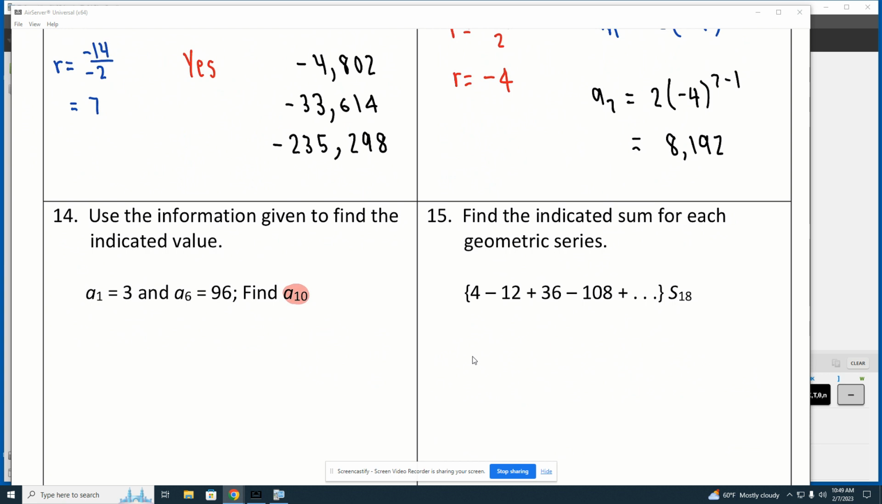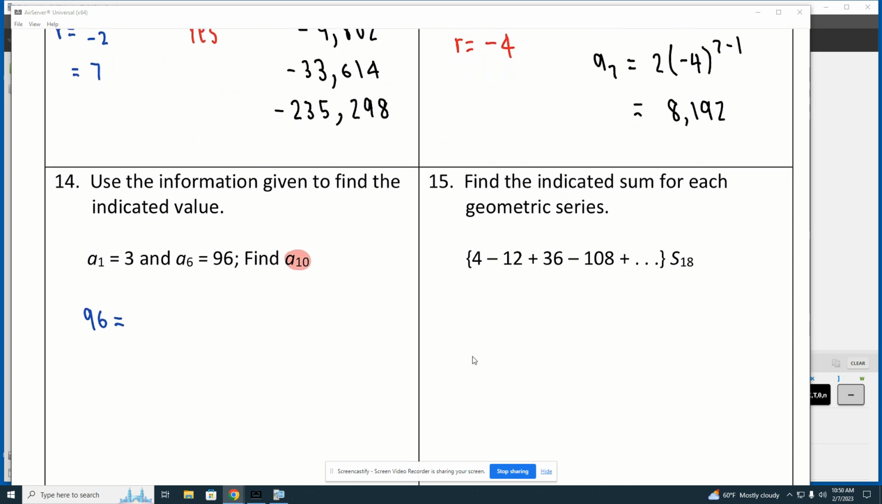So I use what they've given me. Now we know we use a sub 1. What else have they given me? A sub 6. So what are we replacing with a sub 6? In the equation that we've been doing, what are we replacing a sub 6 with? Well, it is going to be 96, but where are we putting it? In the a sub n spot, right? A sub n, a sub 6. So a sub 6, 96, and that equals, what's the equation?